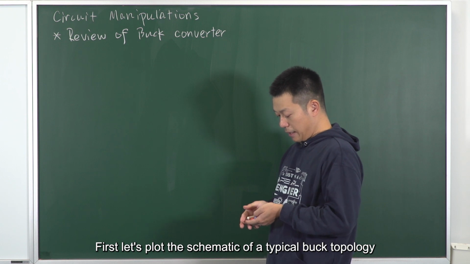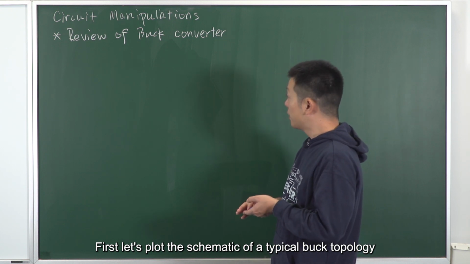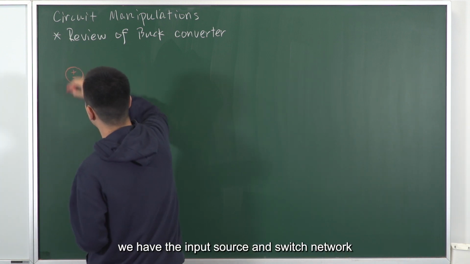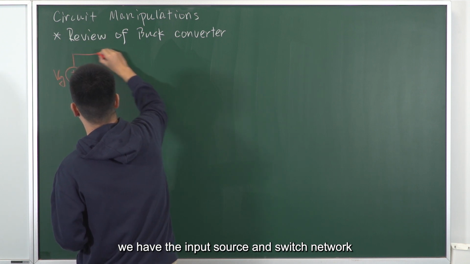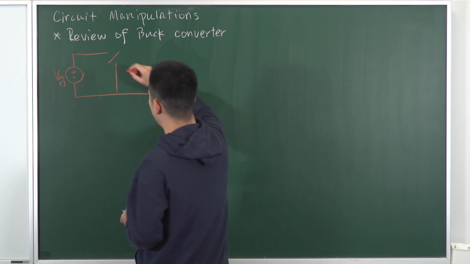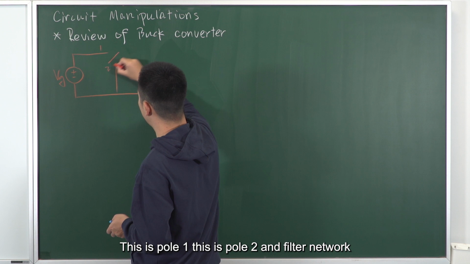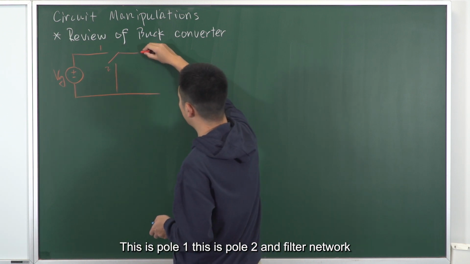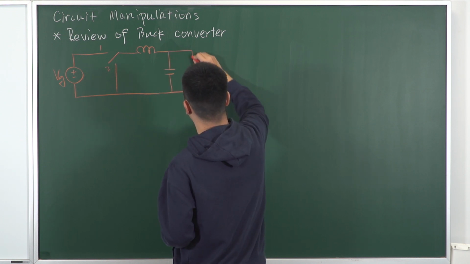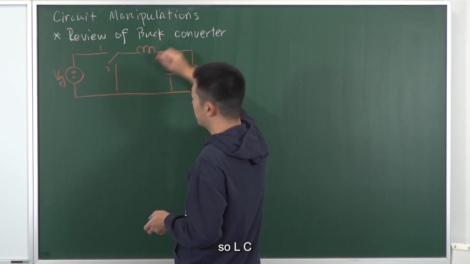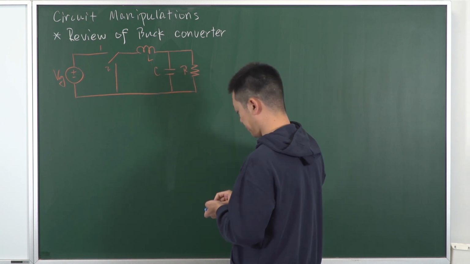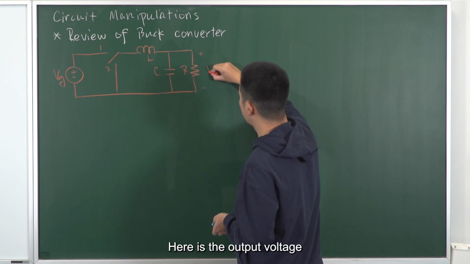First, let's plot the schematic of a typical buck topology. We have the input source and switch network. This is pole 1, this is pole 2, and the filter network. So L, C, and this is the load resistor. Here is the output voltage.